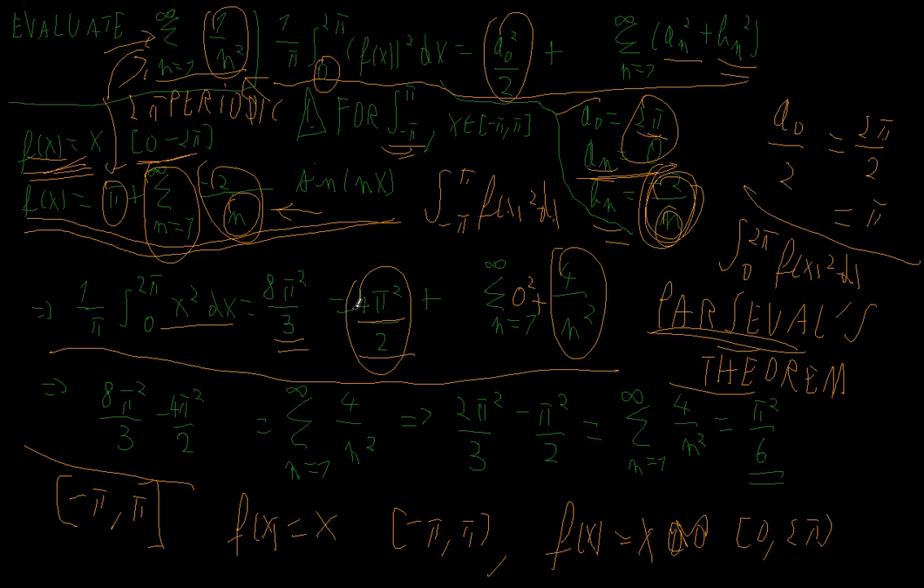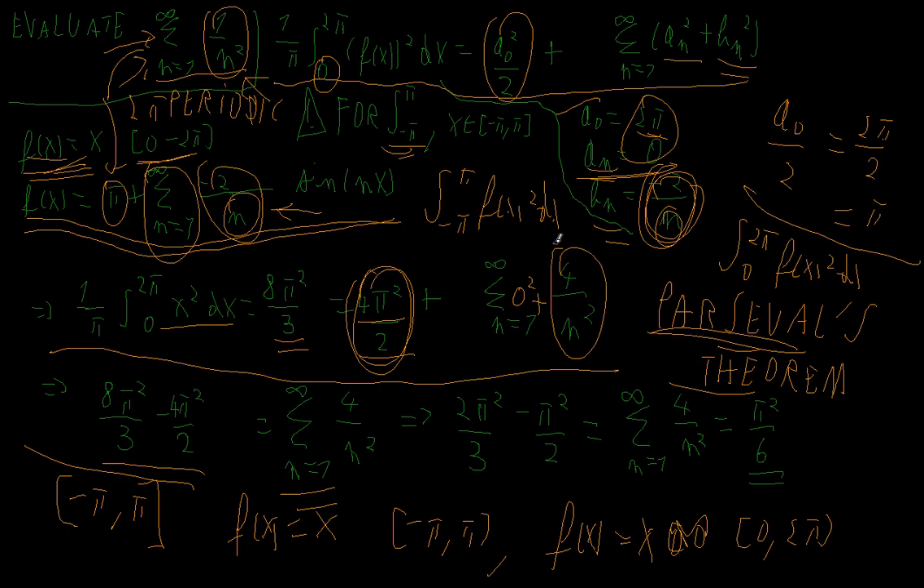Now I can take the 4 pi squared over 2 to the other side. I get 8 times pi squared over 3 minus 4 pi squared over 2, and that should be equal to the sum from n equals 1 to infinity of 4 over n squared. Because we have a sub n are 0, so a sub n squared is 0, so we have simply the b sub n squared, so the minus 2 over n squared, so the 4 over n squared.